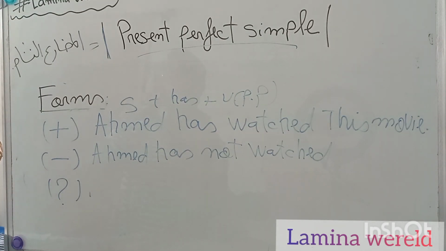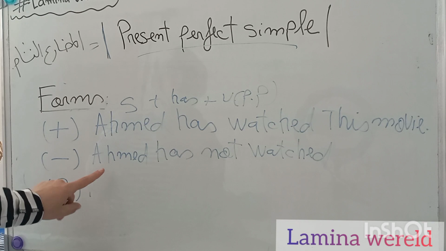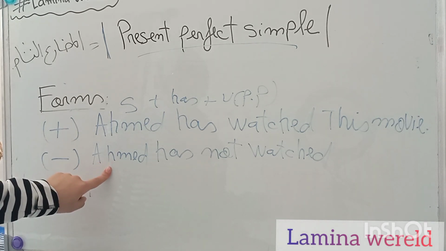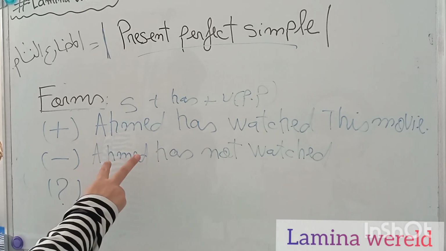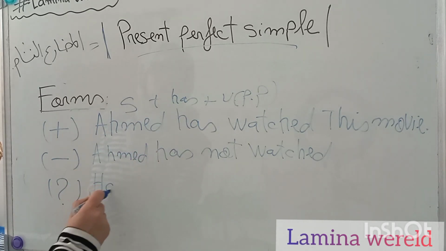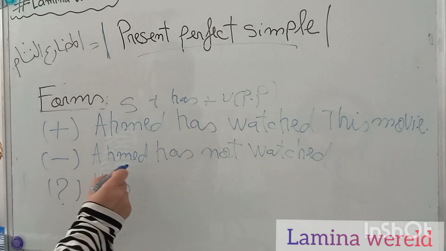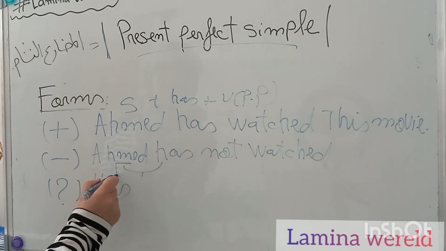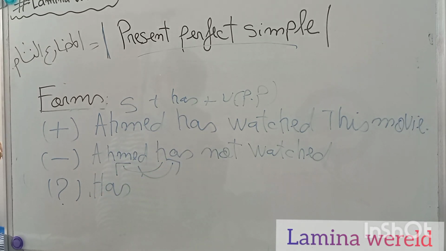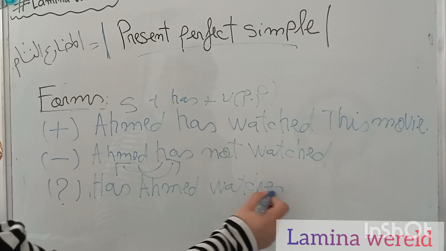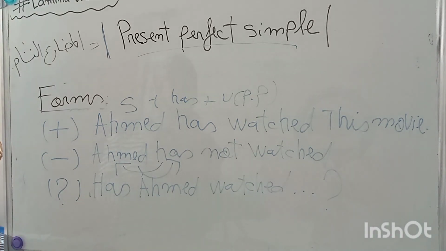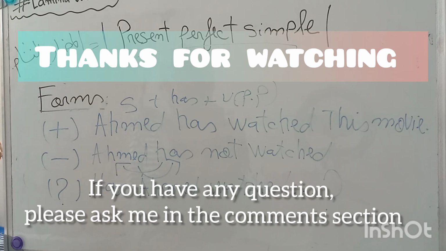Now the interrogative, we start what? Do we start with the Ahmed subject? No. Good. So we start with the auxiliary has and then the subject. So has Ahmed, then what? Verb. Watched, for example, this movie. Do you understand? Okay.